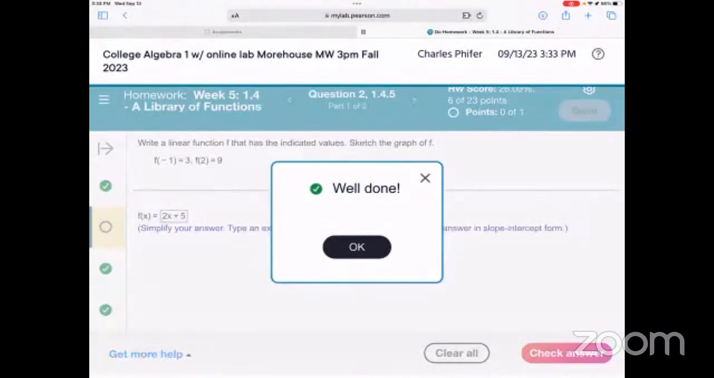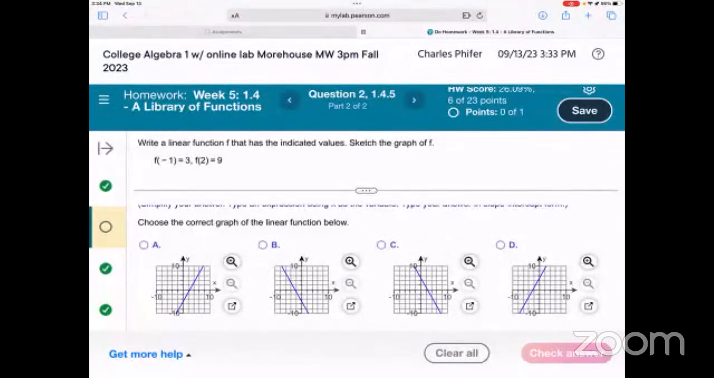So for 2x + 5, the y-intercept is 5. It has a slope of 2. So it can't be b or c because those have negative slopes. And we said the y-intercept was +5, so it has to be d, because I think a has the wrong y-intercept.